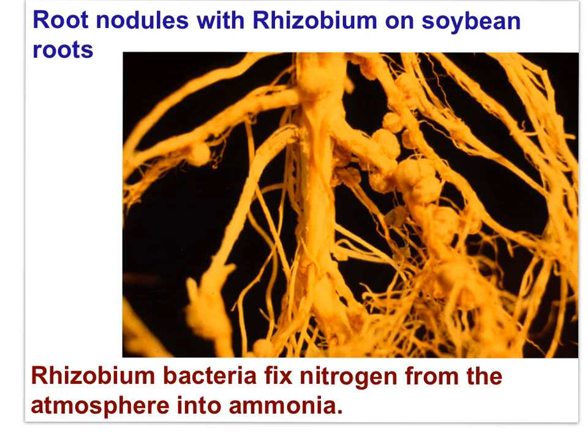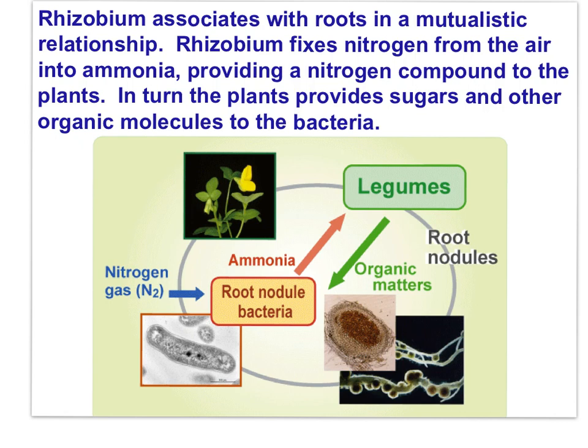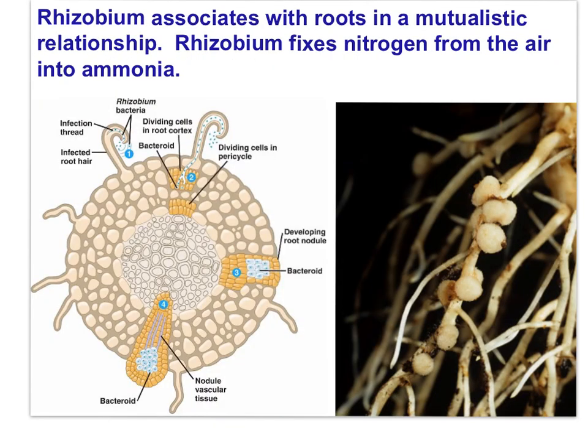Here is a photograph of root nodules with rhizobium bacteria within the nodules on soybean roots. Rhizobium bacteria fix nitrogen from the atmosphere into ammonia. Rhizobium associates with roots in a mutualistic relationship. Rhizobium fixes nitrogen from the air into ammonia, providing nitrogen to the plants. In turn, the plants provide sugars and other organic molecules to the bacteria. Rhizobium bacteria infect the root of the pea plant, and over time, a nodule develops.